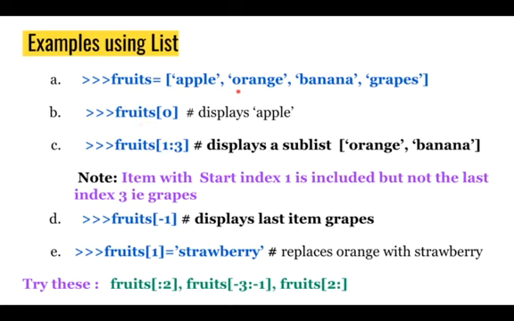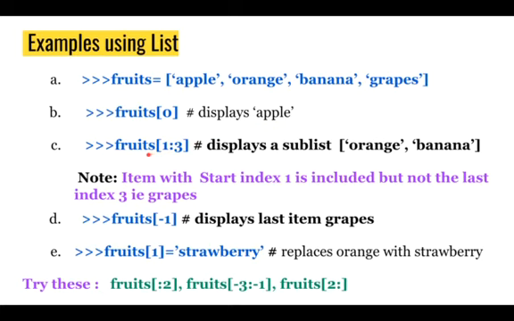Each item in the list can be accessed using the index number. The first item has the index 0, the second item has the index 1. Here, in order to refer to the first item in the list, I have used fruits of 0, which will display the result as apple.